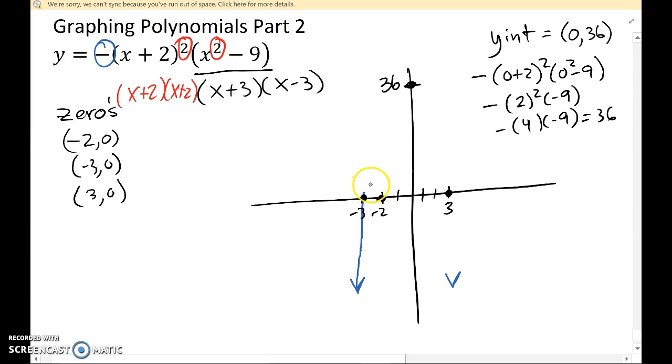At -3, our graph is going to cross. At -2, it's going to bounce, so we have to come back down. We bounce at -2. We're going to come across at 36, and at +3, it should also cross. And so this would be the sketch of our graph.